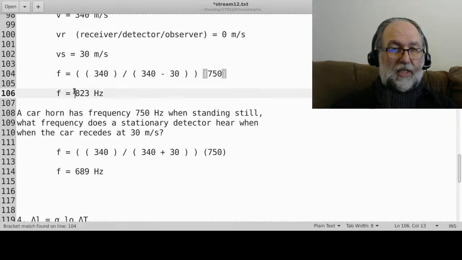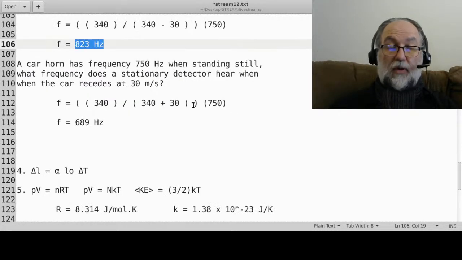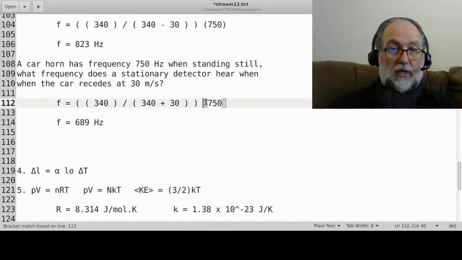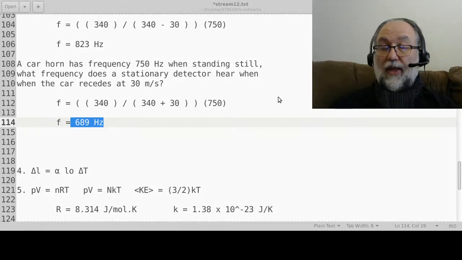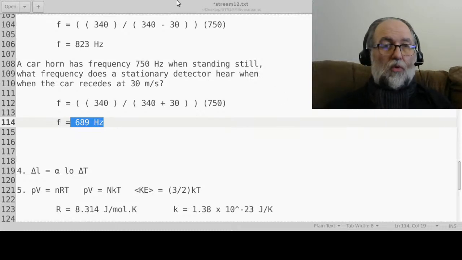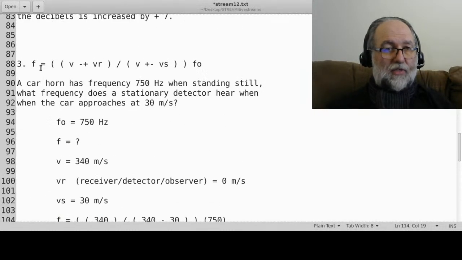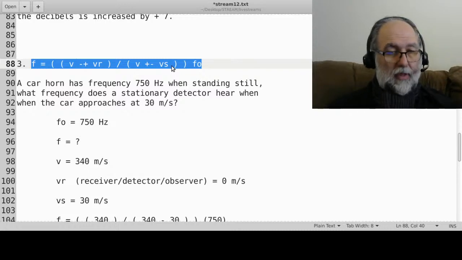So just remember, when the source is approaching, the frequency is going to shift up: 750 shifts up to 823. When it's receding, the frequency is going to shift down: it started at 750 and shifted down to 689. Now that's the story if the source is moving and not the receiver. But if you think about it, it's not that different. What would be different here is if I go back to this formula. I don't want to do too many of these problems.